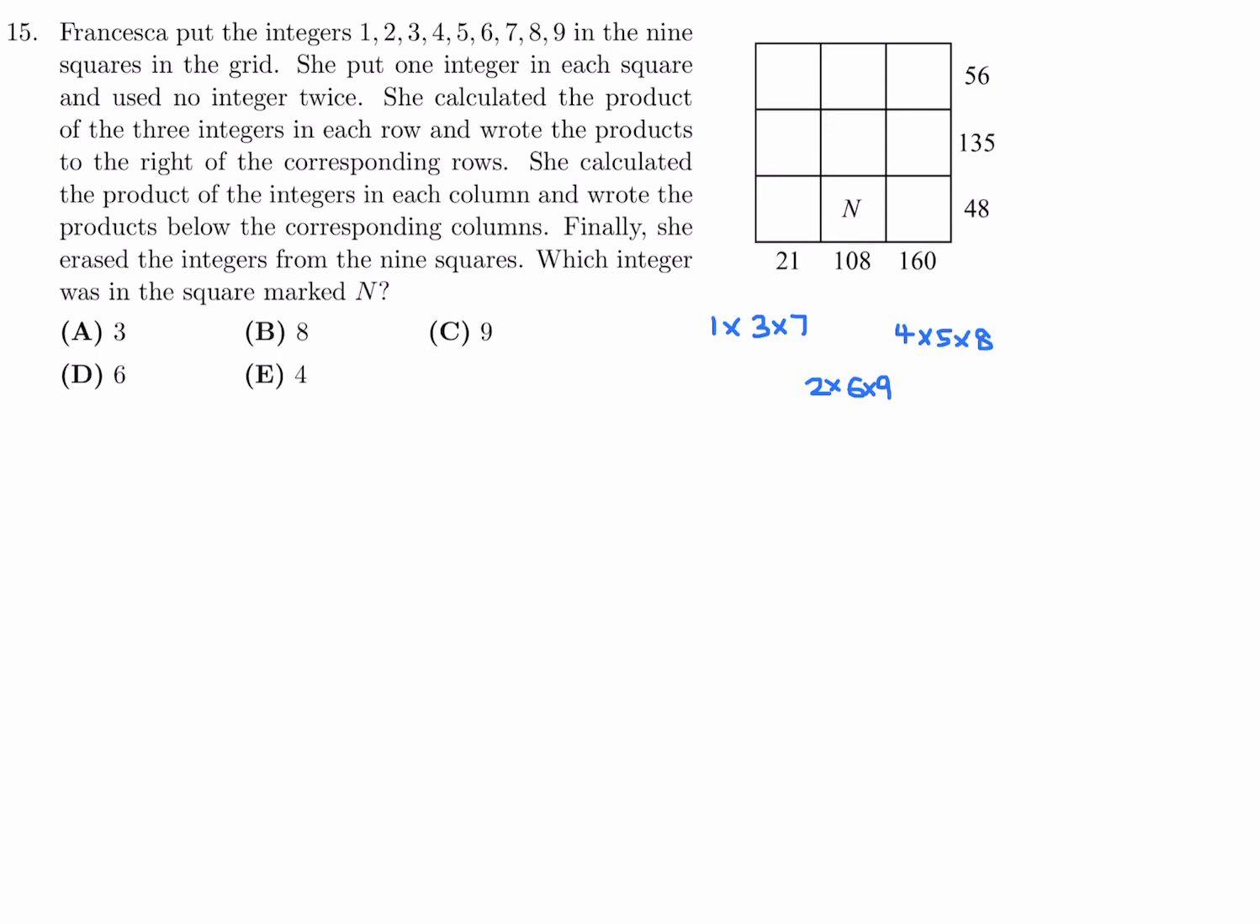So we know, for example, that 1, 3, and 7 go here, but we don't know the order. We don't know where the 1 goes. Does it go here? Does it go here or here? That kind of thing. So then we have to concentrate on these guys.